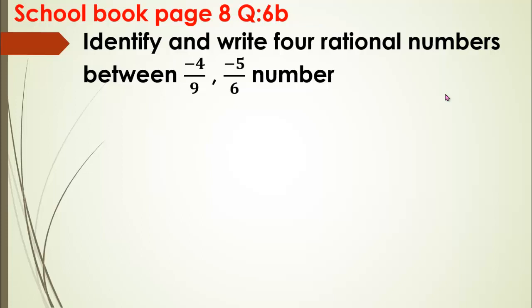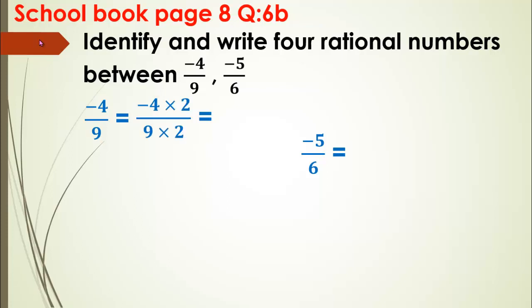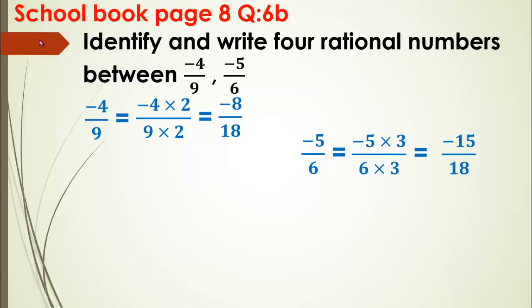Identify and write 4 rational numbers between negative 4 over 9 and negative 5 over 6. Negative 4 over 9 and negative 5 over 6, I don't have the same numerator or the same denominator. So what should I do? I'm going to work to have the denominator the same. If I multiply the rational number negative 4 over 9, both the numerator and the denominator, by 2, I will have a rational number negative 8 over 18. And for the second rational number, if I multiply the numerator and the denominator by 3, I will have negative 15 over 18.